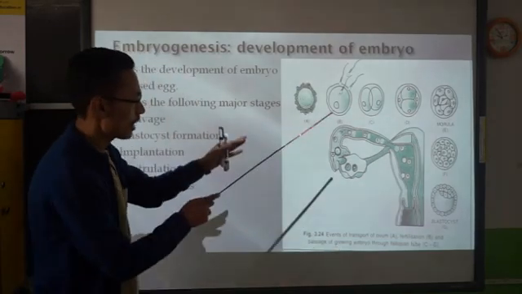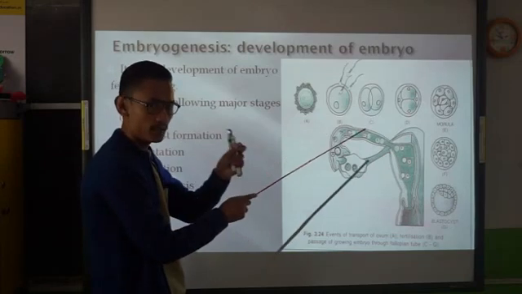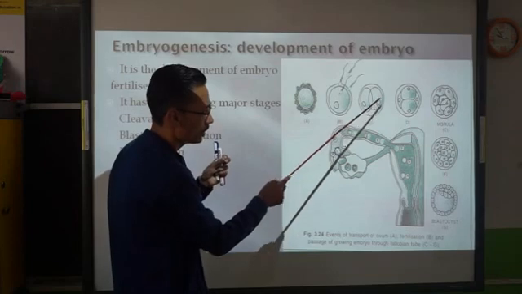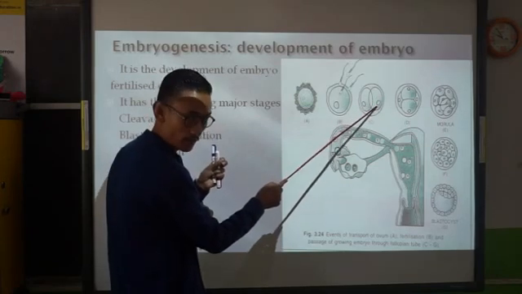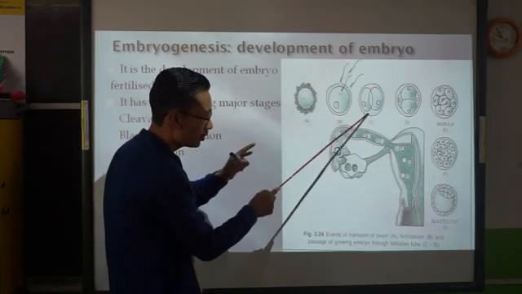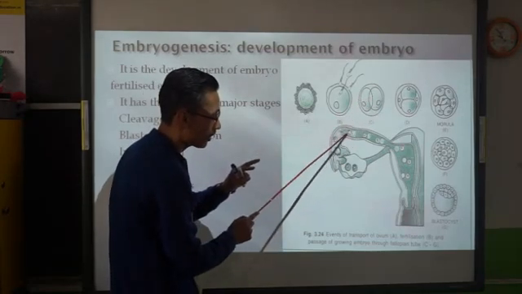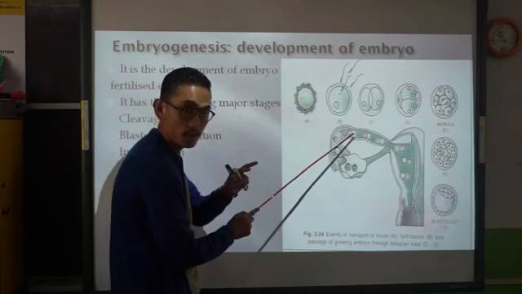Clear? So the zygote will divide. A single cell zygote will divide into 2 daughter cells. You can see over here, first cell, second cell. Clear? So this is the 2 cell stage. All these events are occurring inside the fallopian tube.